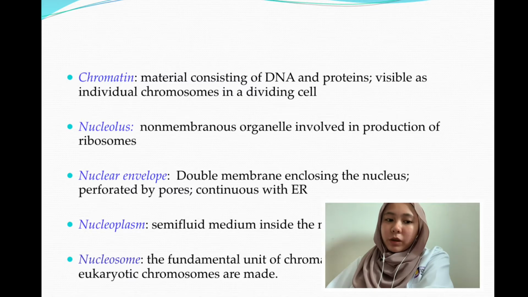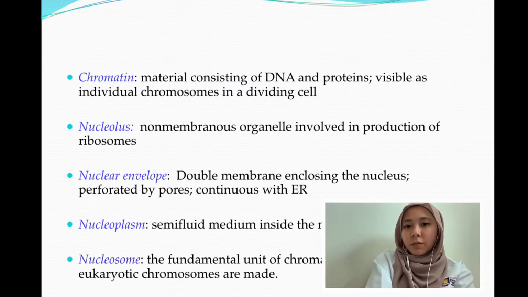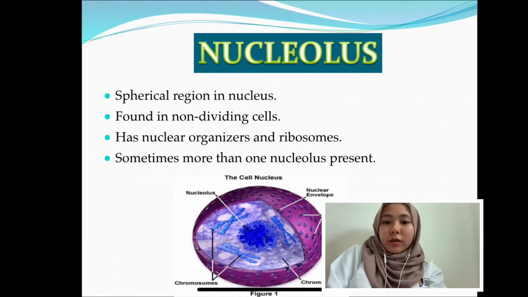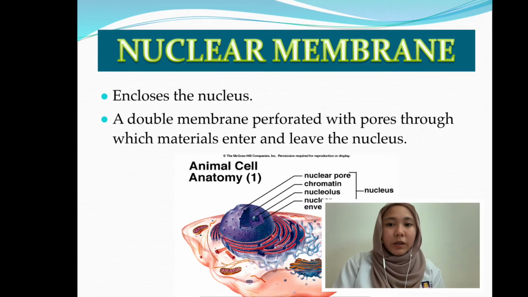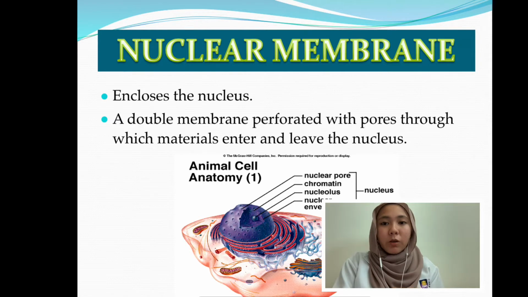Nucleoplasm is a semi-fluid medium inside the nucleus. Nucleosome is the fundamental unit of the chromatin where the material of eukaryotic chromosomes are made. Nucleolus is a spherical region in the nucleus and found in a non-dividing cell. It has nucleolar organizers and ribosomes. Sometimes there is more than one nucleolus present in the nucleus. Nuclear membrane encloses the nucleus. It has a double layer of membrane with pores to allow materials to enter and leave the nucleus.